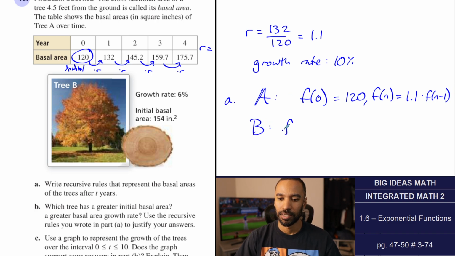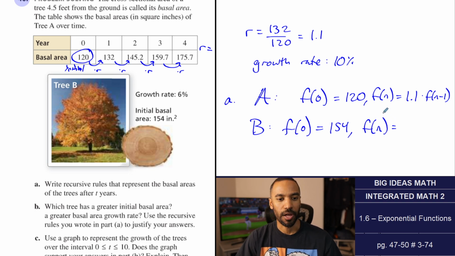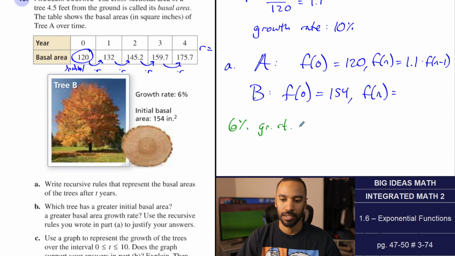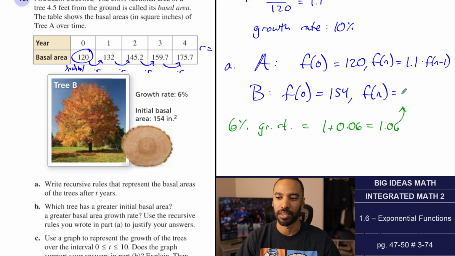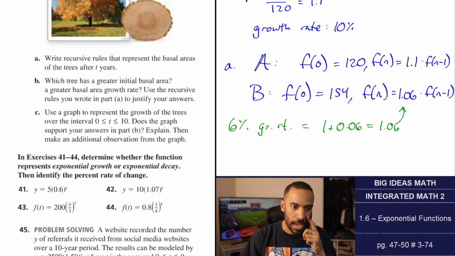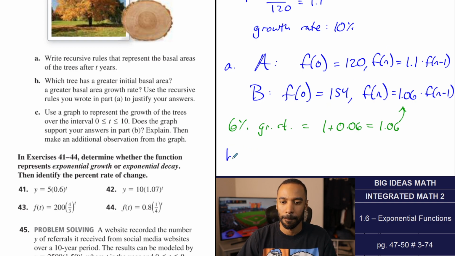Tree B, the initial is 154, and then what do we multiply by? The growth rate is 6%, which is the same as 1 plus 0.06, which is 1.06. This is what we multiply by here: 1.06 times f of n minus 1. So that's part A.